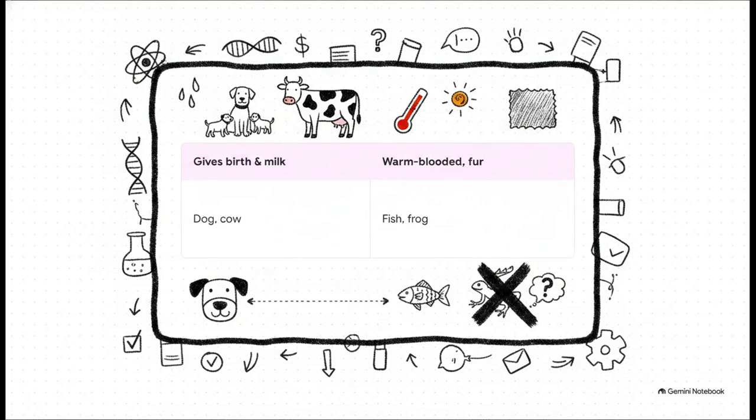Let's see this in action with a completely different subject. Taking a word like mammal in science really highlights the versatility of this framework. Suddenly, a learner isn't just blindly memorizing a science term. They are actively defining that it gives birth and milk. They're characterizing it as warm-blooded with fur. They're tossing out examples like a dog or a cow, and they are fiercely contrasting it with non-examples like a fish or a frog. They are actively classifying, comparing, and justifying the whole way through.